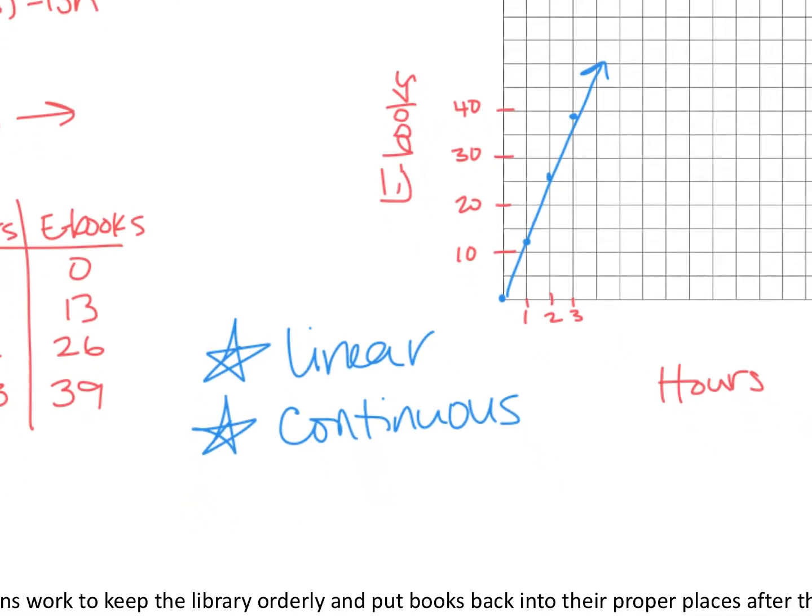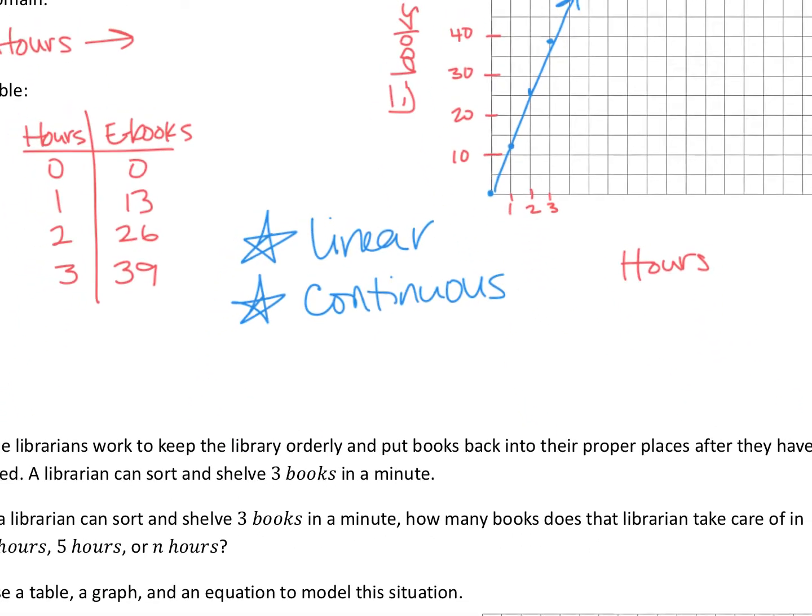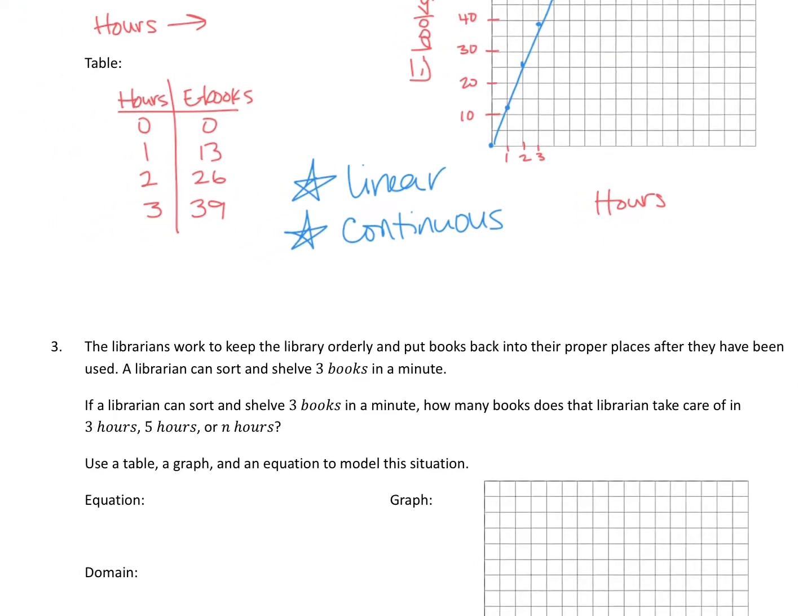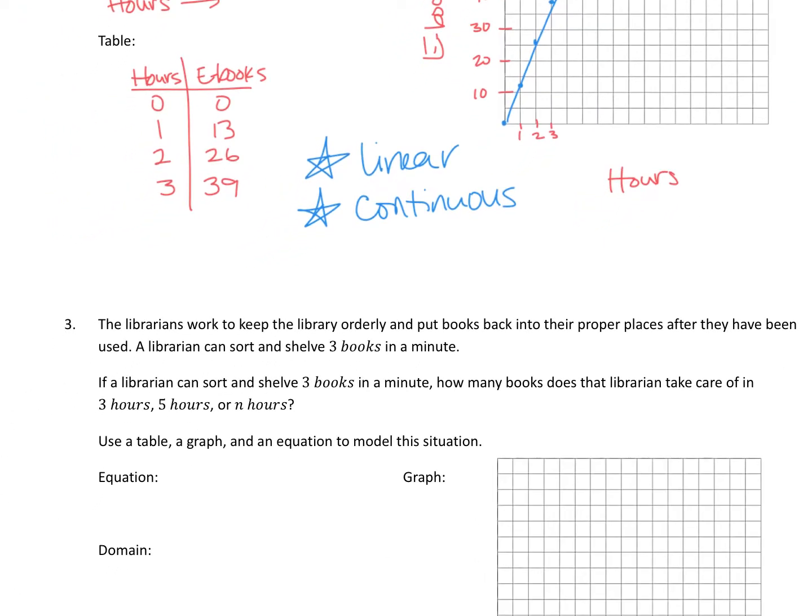Okay. All right. One more situation at the Library of Congress. Our next situation is for the librarians when they keep the library orderly. They put books back in their proper places after they've been used. A librarian can sort and shelve 3 books in a minute. If a librarian can sort and shelve 3 books in a minute, how many books does the librarian take care of in 3 hours, 5 hours, or n hours?